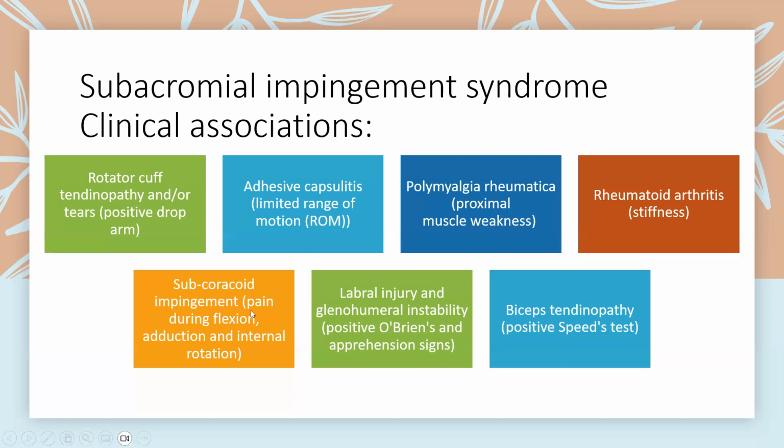subcoracoid subscapularis impingement. During exam, you may find pain during flexion, adduction, and internal rotation in these cases; prior shoulder dislocation and labral injury, which may present with positive O'Brien's and apprehension signs; and finally, long head of the biceps tendon can have tendinopathy with positive Speed's and Yergason's tests.